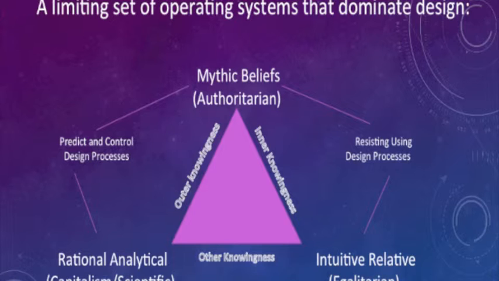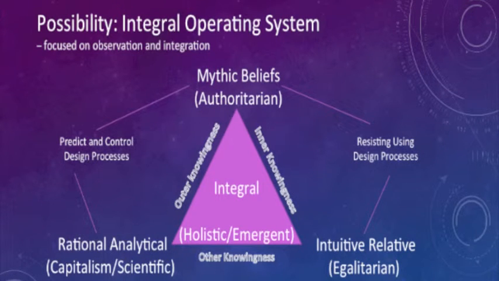This is very outer focused. It's an outer knowingness where you're looking at objects. So there's more of a materialism and object identification. Now, moving to a more integrated space, which Ken Wilber calls integral theory, I like to call it holistic or emergent, has to do with an other knowingness.